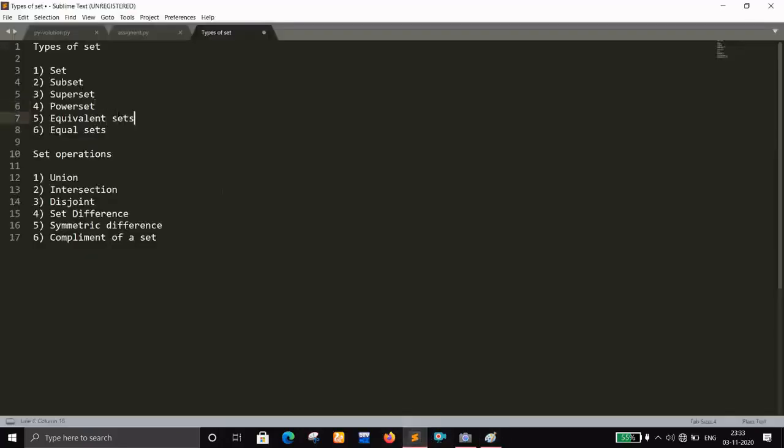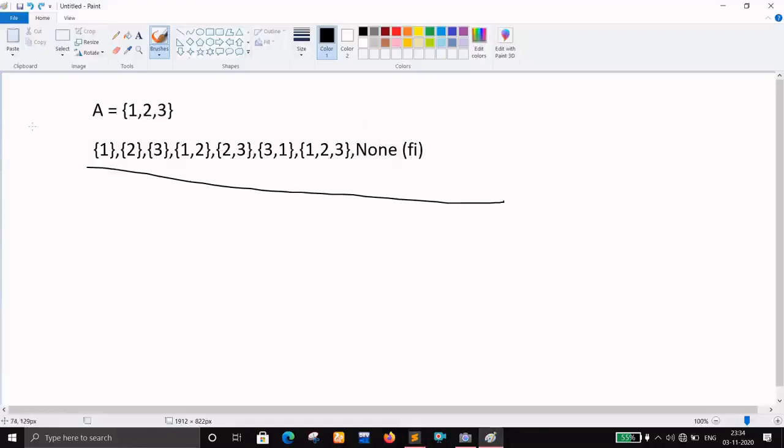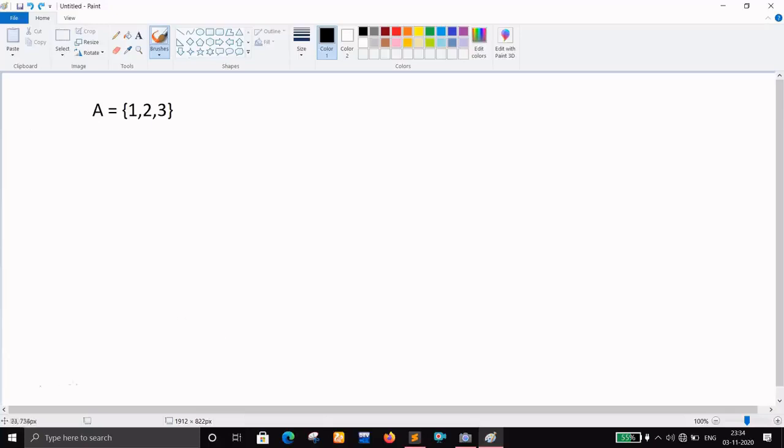Now the next thing is equivalent sets. Before understanding this, let's understand what a cardinal number is. So what is the cardinal number? The cardinal number is the number of elements present in a set. And we denote this using small n, n(A) equal to 3, because we have 3 elements, 1, 2, and 3. So we say n(A) equals 3.